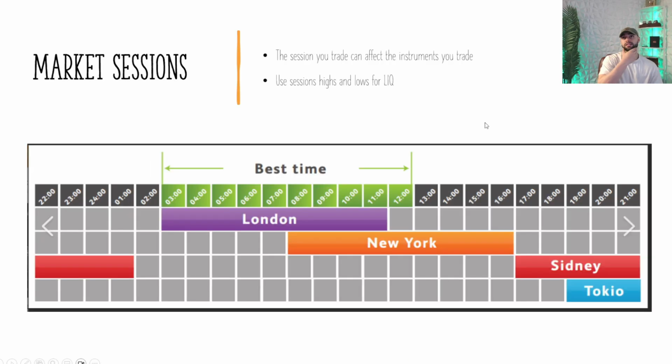And these are the different market sessions you can use. Now, the sessions will affect the instrument you trade, and we're going to use these sessions for liquidity, which we're about to talk about next. So again, if you're trading gold, actually gold is good for a lot of sessions.